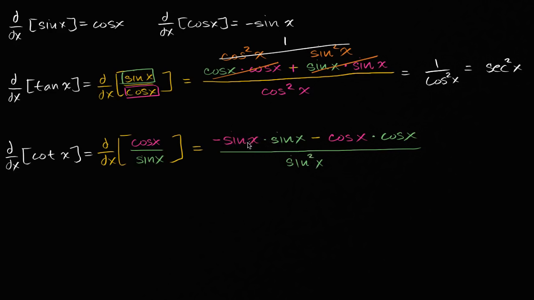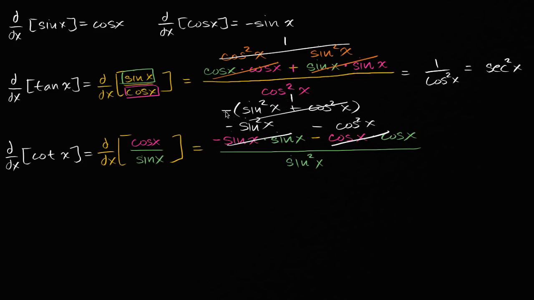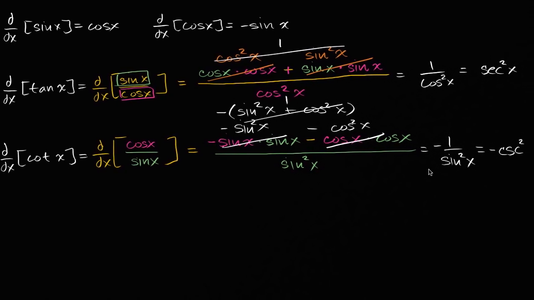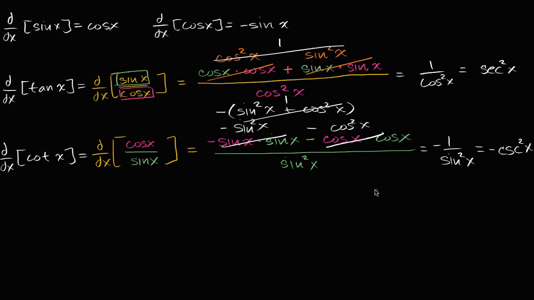Now what does this simplify to? Up here, this is sine squared of x, although we have a negative there, minus cosine squared of x. But we could factor out the negative, and this would be negative sine squared of x plus cosine squared of x. Well, this is just 1 by the Pythagorean identity. And so this is negative 1 over sine squared x. And that is the same thing as negative cosecant squared of x. There you go.